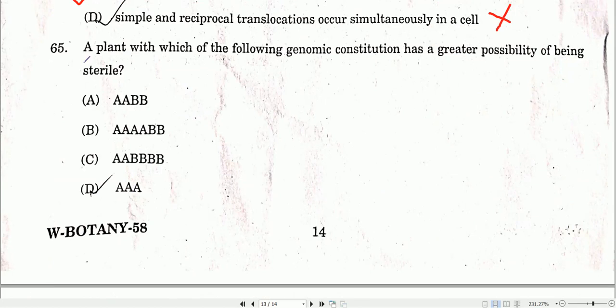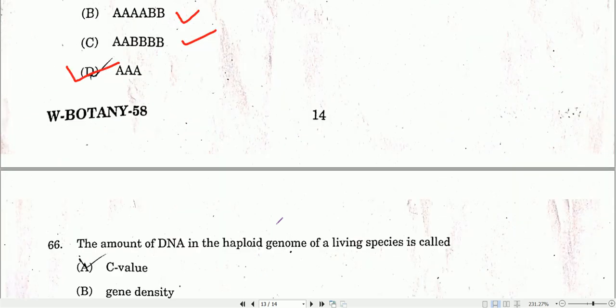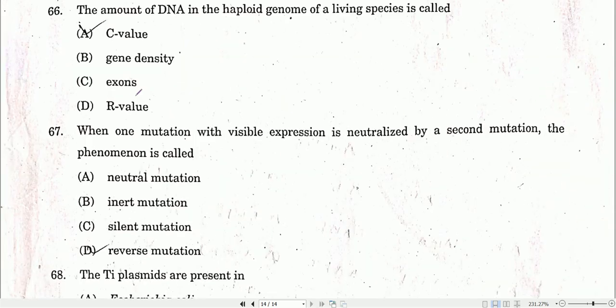Coming to question number 65. A plant with which of the following genomic constitutions has a greater possibility of being sterile? Here we can get fertile, here also we can get fertile, here also we can get fertile, but here we can get the sterile one. So option D will be the correct one. Coming to question number 66. The amount of DNA in the haploid genome of a living species is called the C value.